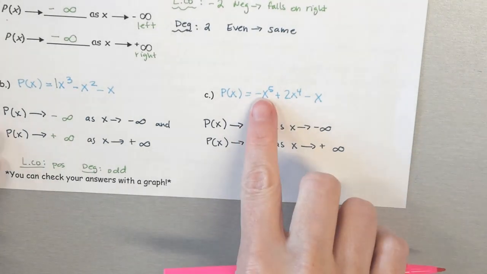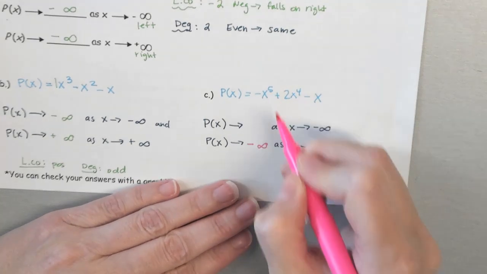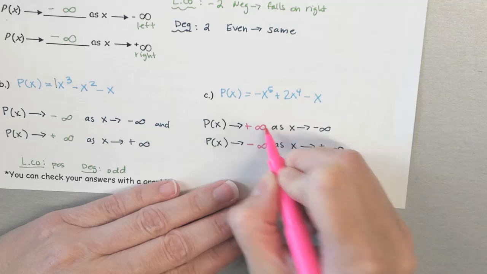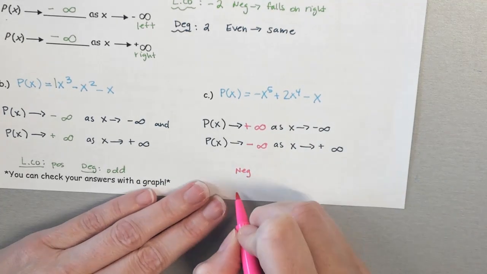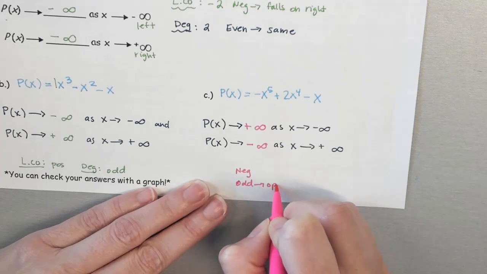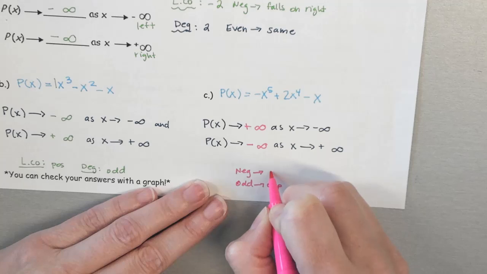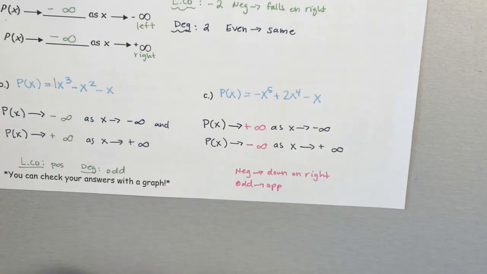Okay, so because that's a negative, it's going to be going down on the right. Because that's an odd, this one will be going up. Okay, so if it's negative and then odd, you know these should be opposites. Down on the right side. So it's always going to be your right side there.